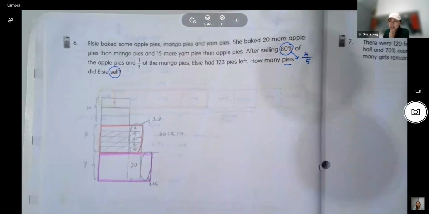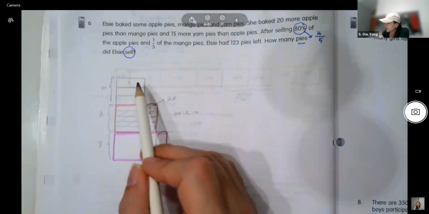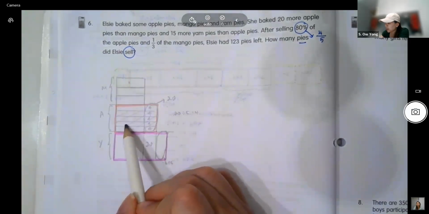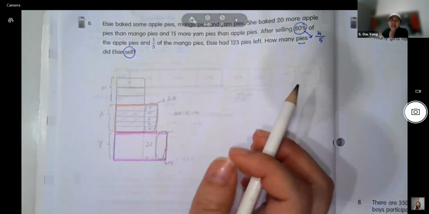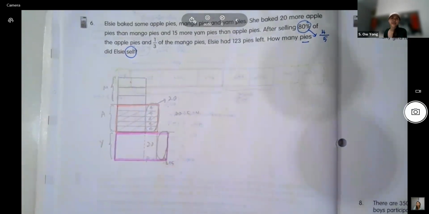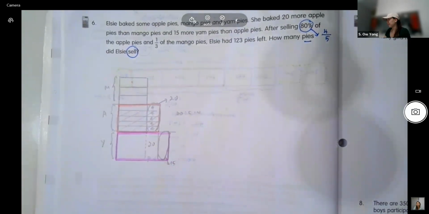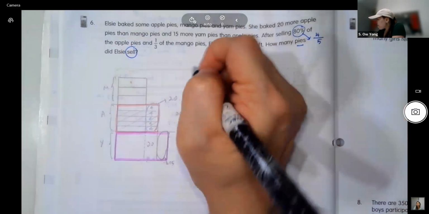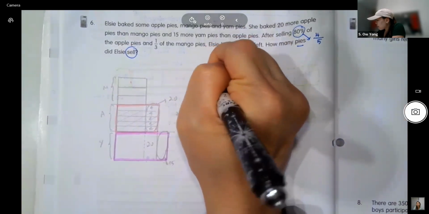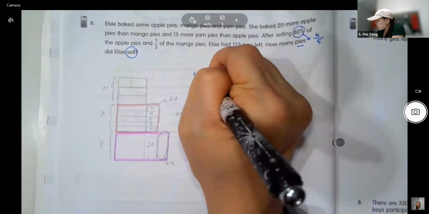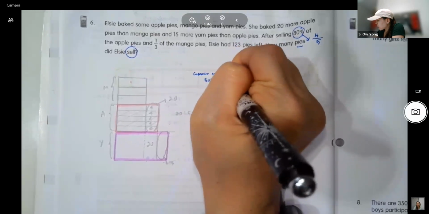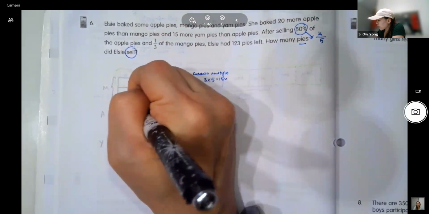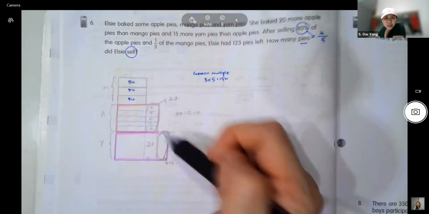Now let us do some comparison. You see here, the mango I cut into 3 units. Here, the apple I cut into 5 units. By right, the units must be of the same size. So, how to make them the same size? Yes, you are right. Common multiple. 3 times 5 is 15. So I'm going to write here 5 units, 5 units, 5 units. I check, 3 times 5, 15 units or not?